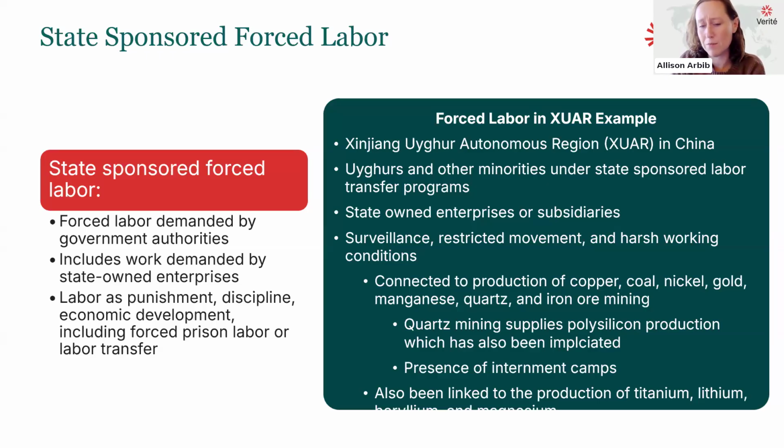This touches on a number of minerals: copper, gold, nickel, manganese, iron ore, titanium, lithium, magnesium. It's also been linked to the production of quartz, which is used to produce polysilicon, and there's been state-sponsored forced labor found in the production of polysilicon itself. So there's evidence that companies that mine and process quartz in this region participate in these labor transfer programs. There's been evidence of internment camps in the area.